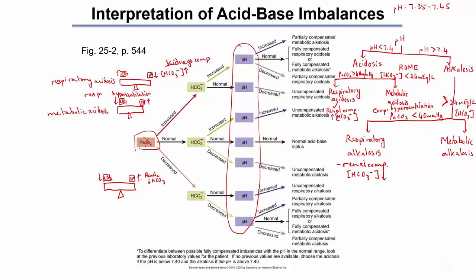We can't directly measure metabolic acids, so remember, bicarbonate is the surrogate for that. Whenever you need to adjust metabolic acids, you adjust the bicarbonate levels. That's really what it comes down to. If you want more metabolic acids, well, you need less bicarbonate. If you need less metabolic acids, you want more bicarbonate.